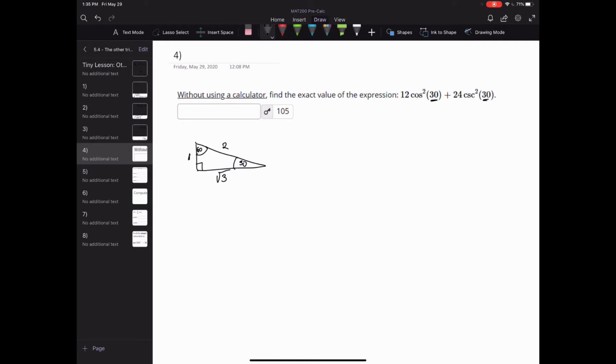So let's set up sine and cosine. In this case, we're focusing on this angle. So sine is opposite over hypotenuse. Cosine is adjacent over hypotenuse. So that would mean cosecant would be 2 and secant would be 2 over radical 3.